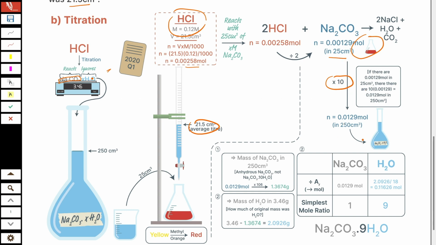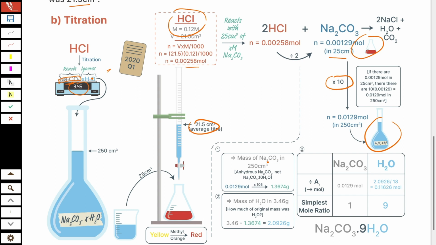So here's the number of moles we have in the original solution that we made up. Now what we need to find out is the mass of sodium carbonate that's in this, because we know the total mass that we weighed out originally. If I can find the mass of the sodium carbonate, I can subtract it from that to get the mass of water. Once I have the mass of water, I can get the moles, and then we'll be able to get the ratio between the two.